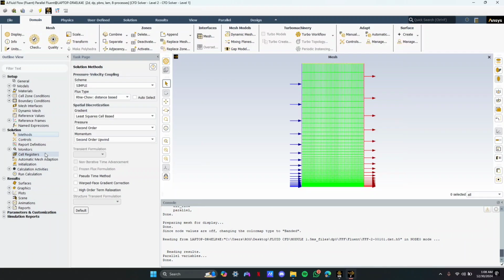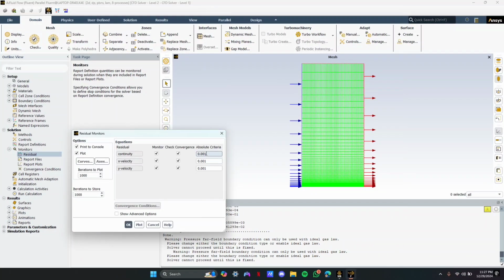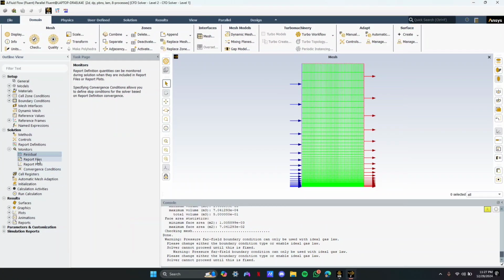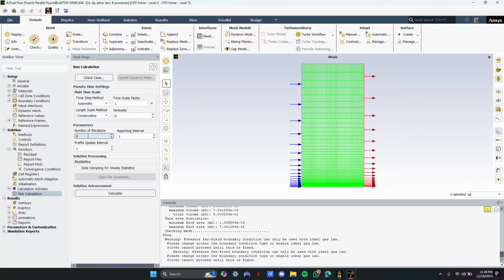Pressure-velocity coupling. First, the scheme is set to SIMPLE. The SIMPLE scheme couples the pressure and velocity fields to solve the Navier-Stokes equations. It is efficient and stable, making it suitable for steady-state simulation.